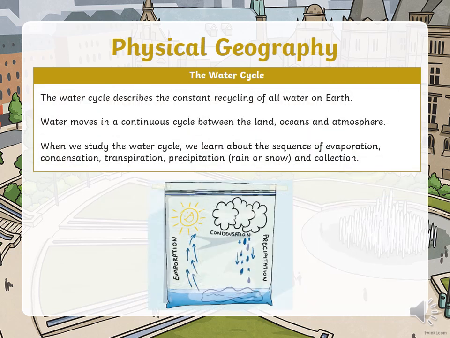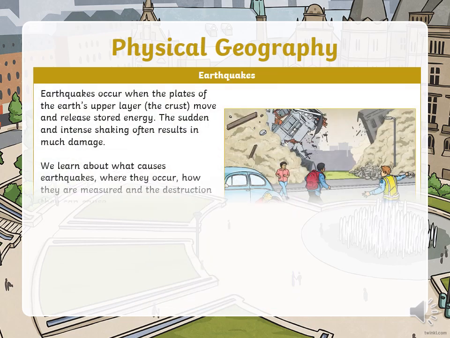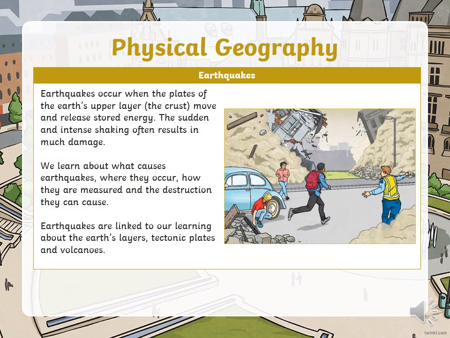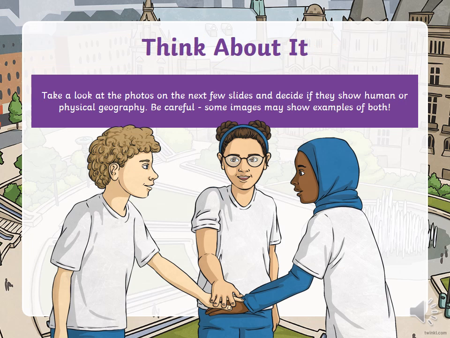The water cycle is also physical geography, and that is part of our weather, but also a very vital part for our survival, really. We need the water cycle to have water to drink and to have water for our crops to grow. And natural disasters like earthquakes would be physical geography.